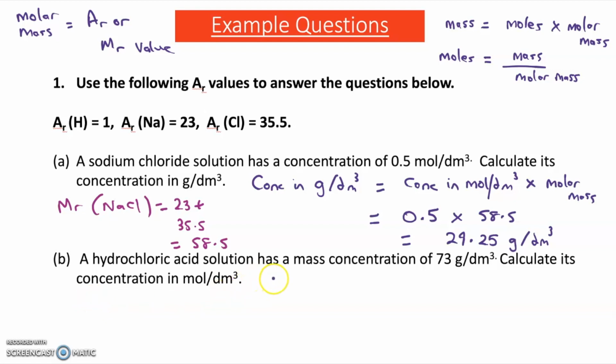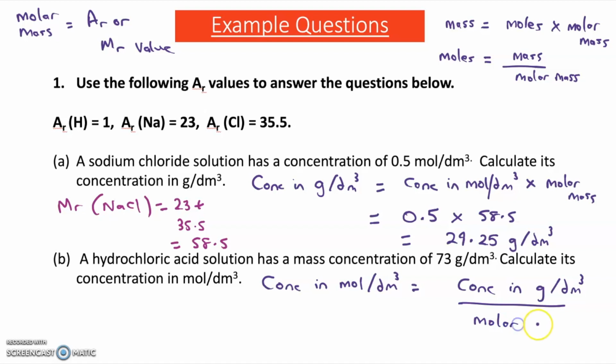Now for part B, we have a hydrochloric acid solution which has a mass concentration of 73 grams per decimeter cubed, and we're asked to calculate its concentration in moles per decimeter cubed. So remember, to convert mass to moles, we divide by the molar mass. So the concentration in moles per decimeter cubed is equal to the concentration in grams per decimeter cubed divided by the molar mass. Now the molar mass is simply the MR value of hydrochloric acid.